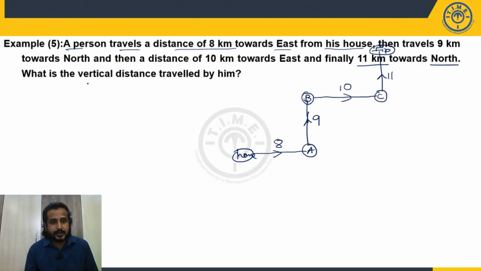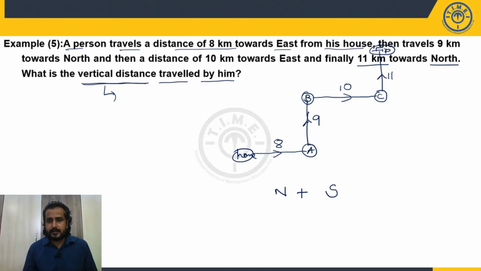Now what is the question given? What is the vertical distance traveled by him? What are the vertical directions? North and south. Are they asking for net difference? No. What is the vertical distance traveled by him means I need to take the total distance traveled in north and total distance traveled in south. So N plus S.